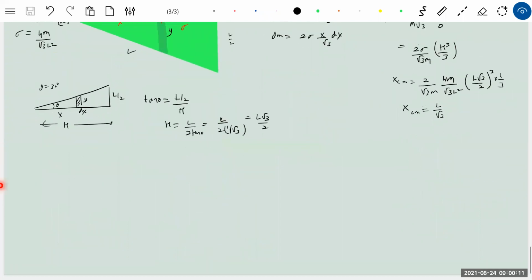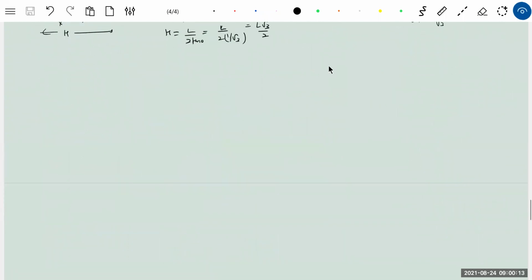Now we can also go for a triangular frame. That is about this one. Last one more.